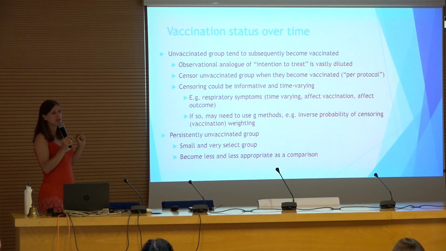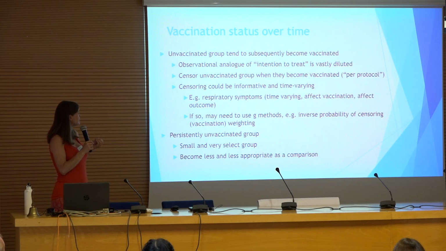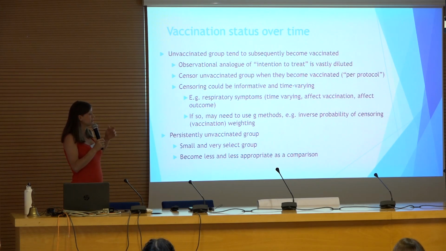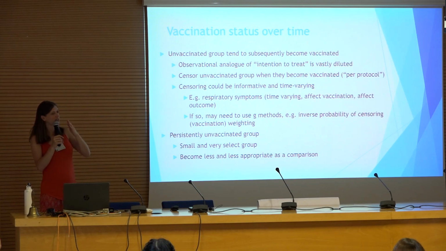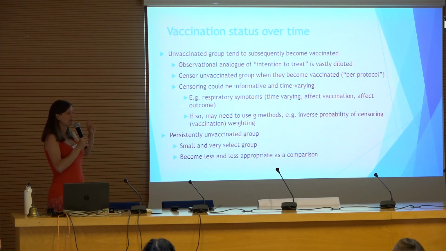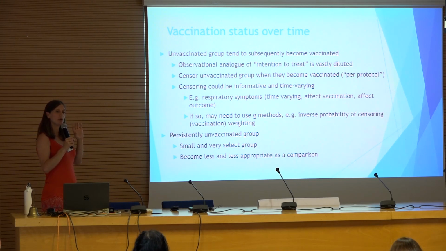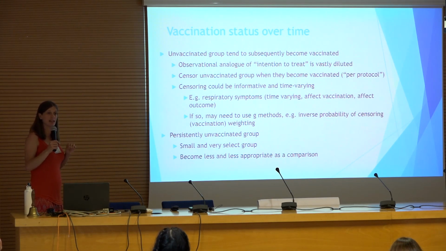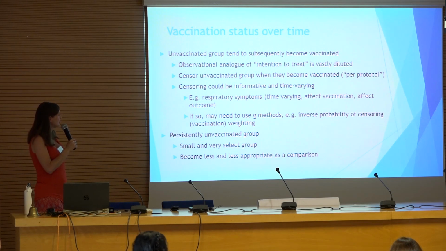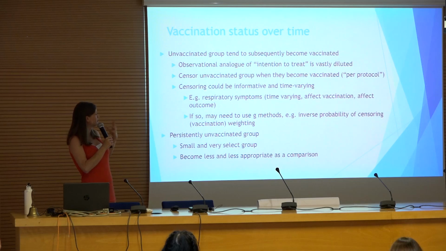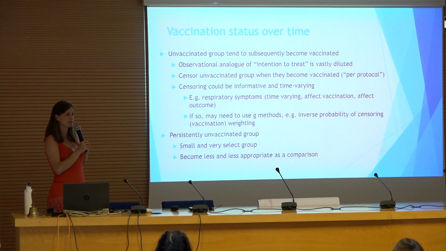However, by doing that, we're creating something called time-varying confounding. So we're creating a really difficult analytic situation. If we think about respiratory symptoms, they're things that change over time. They affect your chance of being vaccinated, and they affect the outcome. So they're creating this thing called time-varying confounding, which we can't account for using things we've been looking at in this course. We need much more complex methods, often called G methods, one of which is inverse probability of censoring. So this we can deal with, but it's complex.